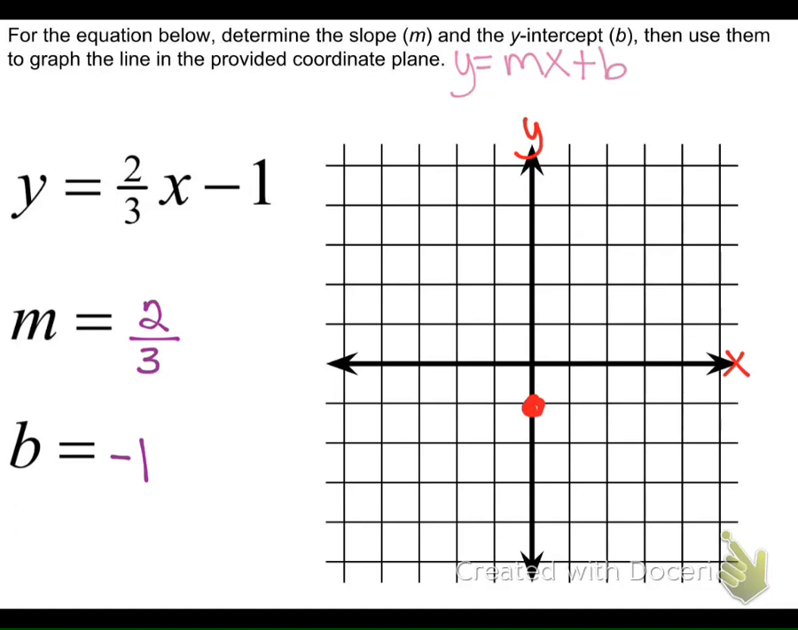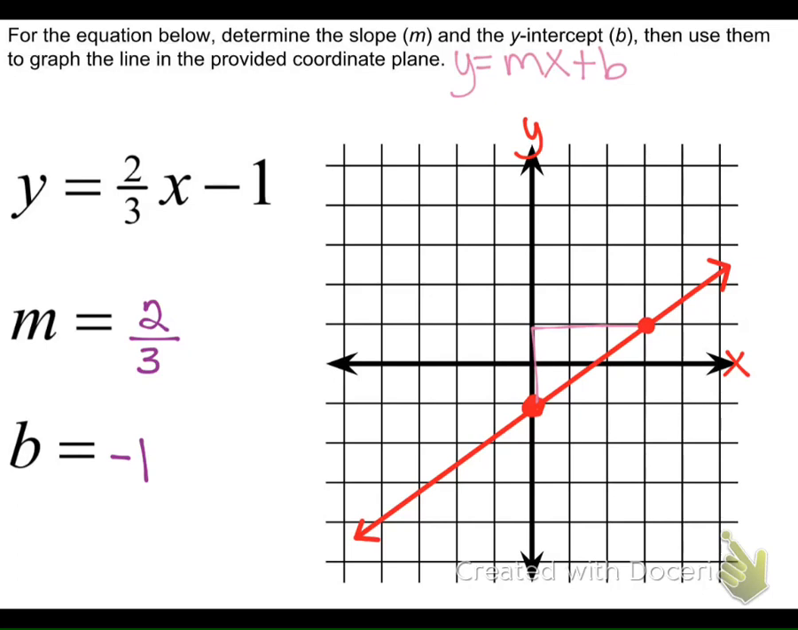So if I'm going to do my rise over my run, if I start at my y-intercept, what do I do? Go up 2, and then I plot my next point. Now that I have 2 points, I can go ahead and graph my line. Draw my arrows on it. Make sure it extends through the end of each coordinate plane.